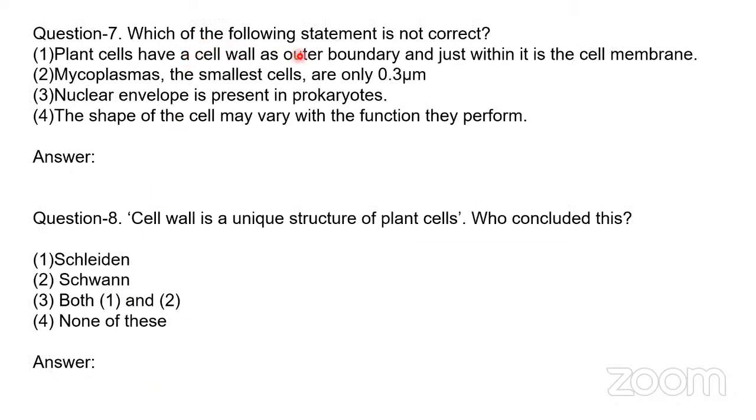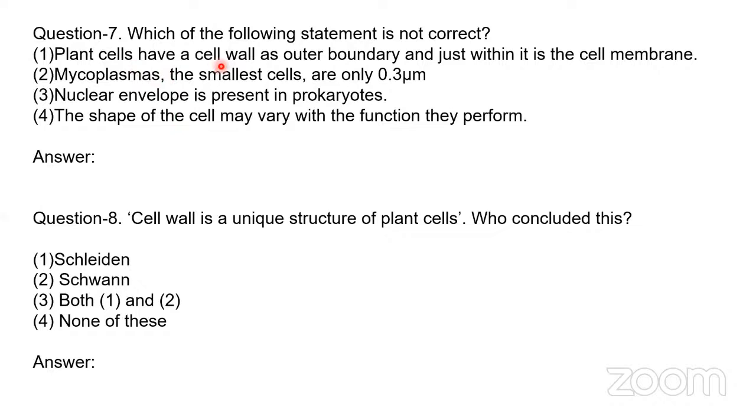Next question is, which of the following statements is not correct? Option 1, plant cells have a cell wall as the outer boundary, and just within it is the cell membrane. Second option, mycoplasma, the smallest cells, are only 0.3 micron. Third option, nuclear envelope is present in prokaryotes. Fourth, the shape of the cell may vary with the function they perform. So we have been asked in this question, which of the following is not correct?